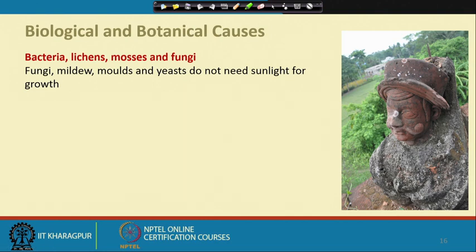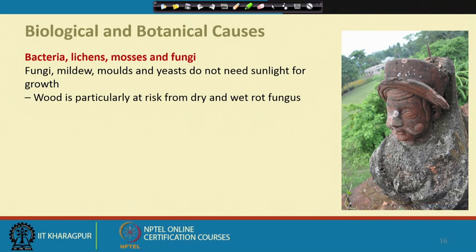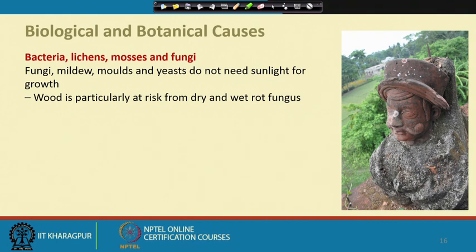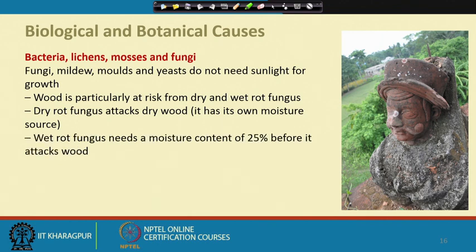So, the fungi, mildew and molds, they do not need sunlight. One must understand that they also have their own habitat. We also know the wood is particularly at risk from dry and wet rot fungus. So, we have to understand some of the principles of which type of environment is suitable for them, so that we can ensure this does not happen. Dry rot fungus generally attacks dry wood, it has its own moisture source, and wet rot fungus needs a moisture content of 25% before it attacks the wood.